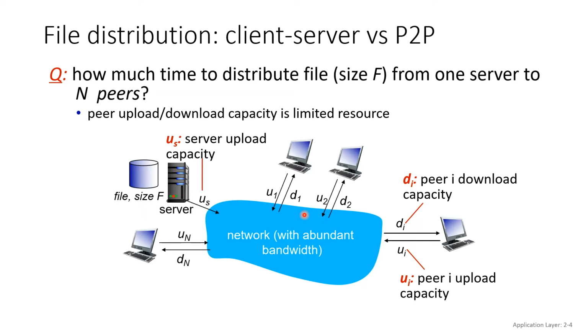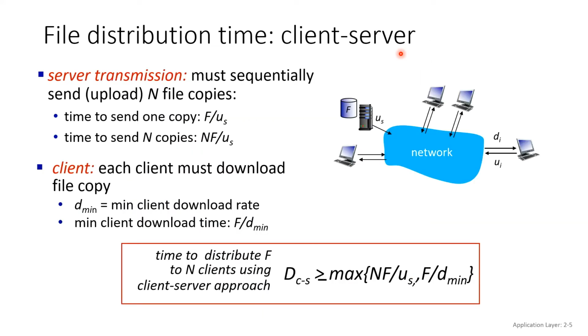We'll be doing a little exercise trying to see how long it takes to download the file F, given the architecture we have. We'll be comparing two architectures here, the client server architecture and the peer-to-peer architecture, starting with the client server architecture.